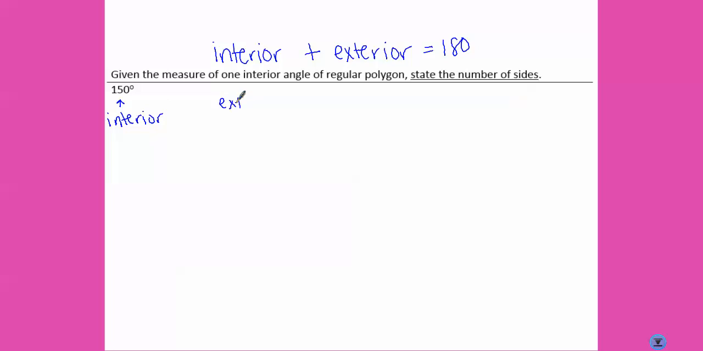we know our exterior angle must equal 30 degrees because they have to add up to 180. We know the exteriors have a sum of 360. If we divide that by how much one exterior is, then we get 12, and we know that there's 12 sides.